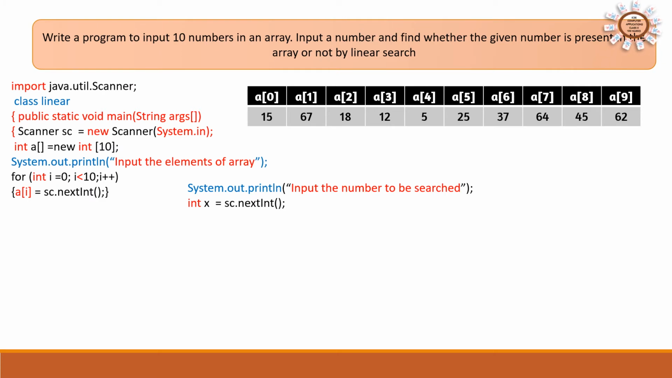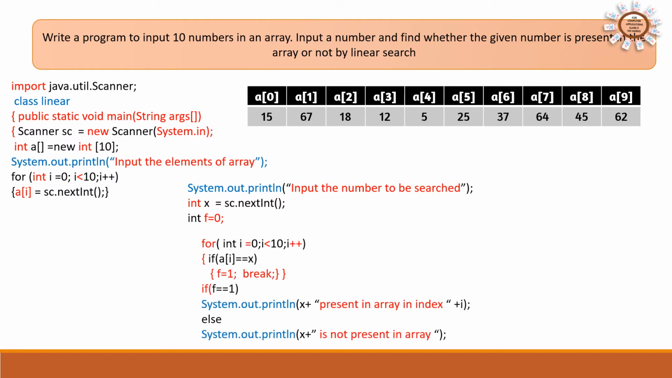And now before doing the checking, first declare a variable int f = 0. So if the number x is present in the array, f will change to 1, otherwise f will remain 0. This will help us for printing in the end. And now the loop. For int i = 0, i < 10, i++. One by one, the loop will go from 0 to 9. Less than 10 means till 9.